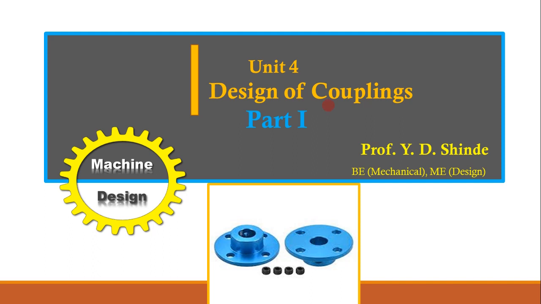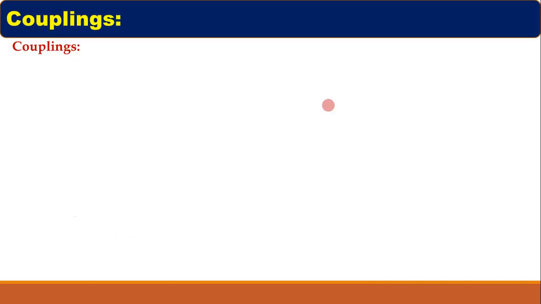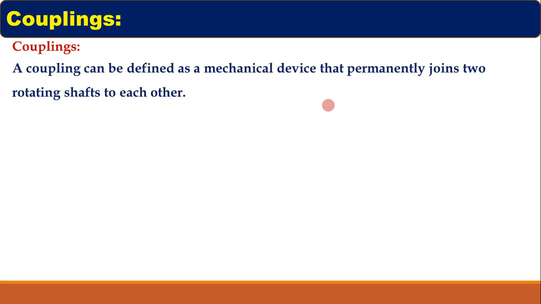In this lecture, I am going to talk about the design of couplings, and I am going to cover the basic part of couplings. So first of all, we'll see the definition of couplings. A coupling can be defined as a mechanical device that permanently joins two rotating shafts to each other. Basically, these couplings are used to connect two rotating shafts to each other during the power transmission.